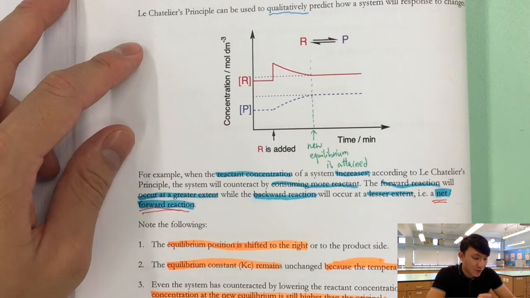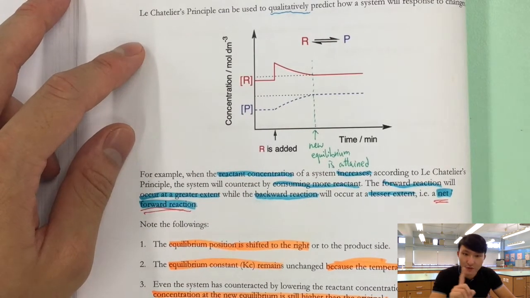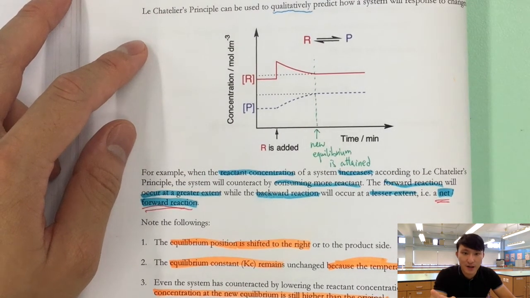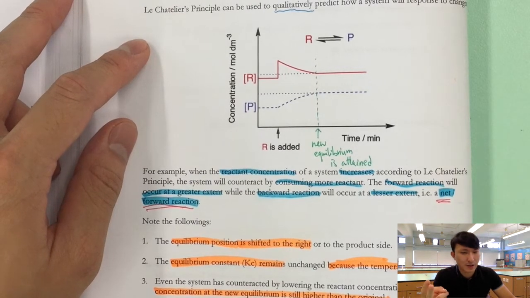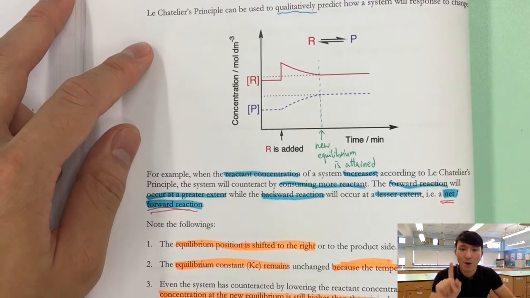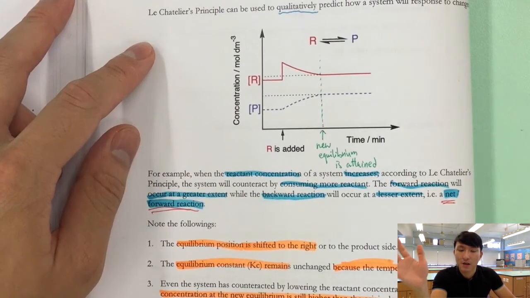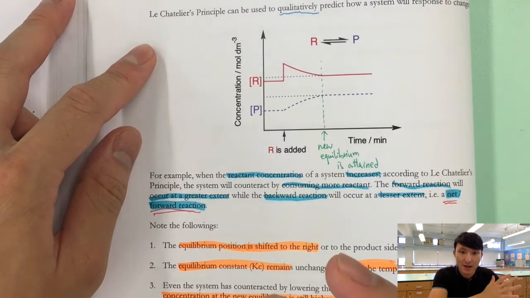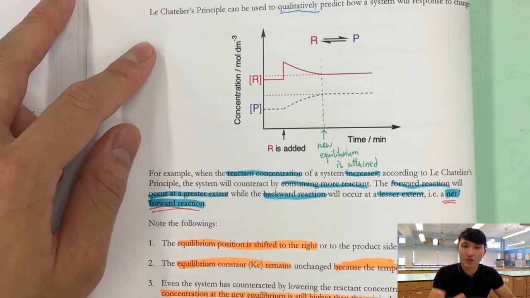Now, you realize that for Le Chatelier's Principle, you need to first identify the change, and the system will counteract it. And how can a system actually respond? Actually, the system can only do two things. One, shift the equilibrium to the right, to the product side, or shift the equilibrium to the left, to the reactant side. These are the only two possible ways a system can respond to a change.